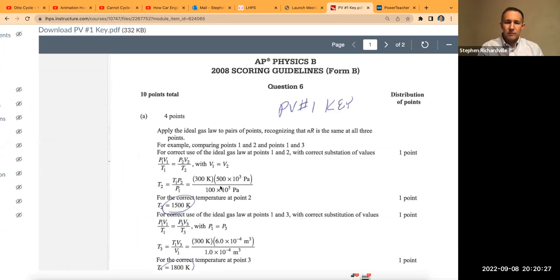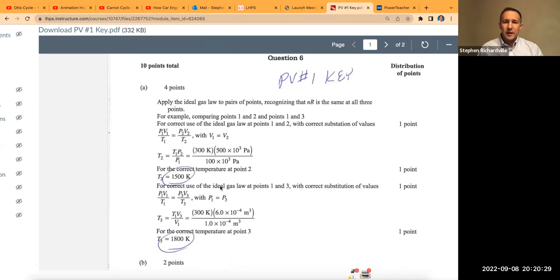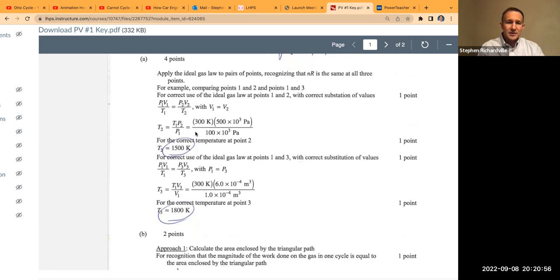So you can see for part A of this first one, you're just trying to figure out the temperatures T2 and T3 using that PV over T relationship. A lot of times you can isolate P or V, depending on if you're going straight up with an isovolumetric process or straight to the right with an isobaric process, a constant pressure process. You can isolate P or V. And so those are your two T's there, again from doing PV over T.